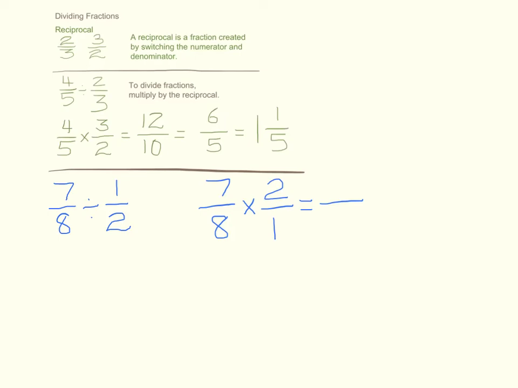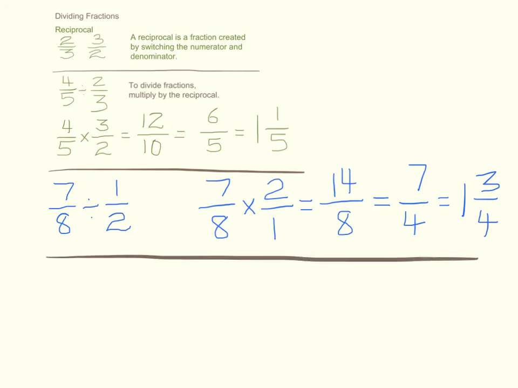So to get you started, I'm sure you took the 7/8 and multiplied by the reciprocal, 2/1. You calculated your numerator, which was 14. You calculated your denominator, 8 times 1, which was 8. You simplify next, and then finish it off with a mixed number. Okay, if you got there, well done.